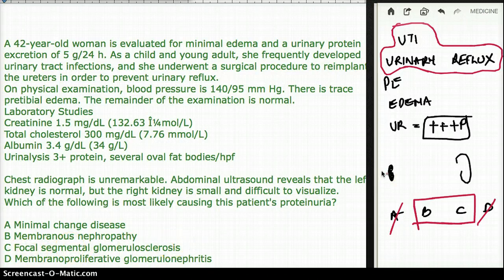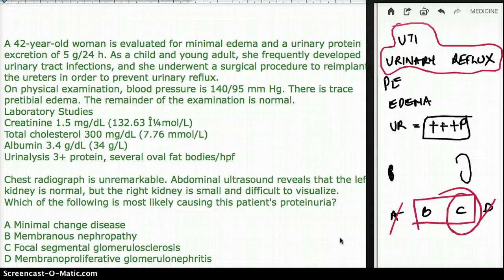By the way, what is the most common cause of nephrotic syndrome in adults? Number 1, focal segmental. Number 2, MGN. In this case, it's therefore going to be focal segmental because we don't have enough information to really pinpoint what the disease is. So I have to think that the most common is going to be focal segmental.